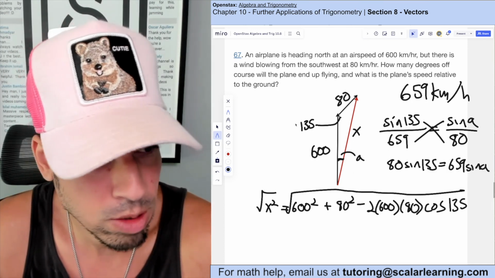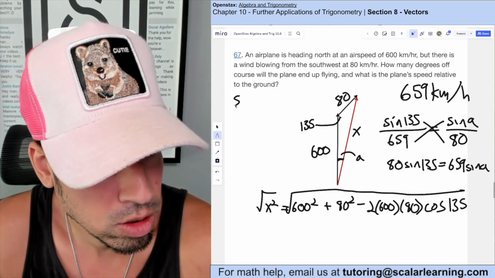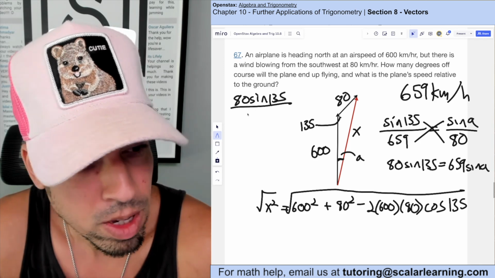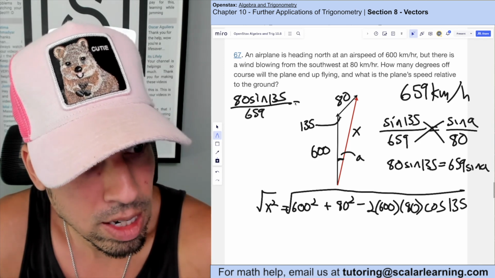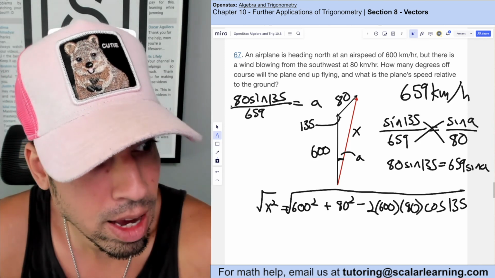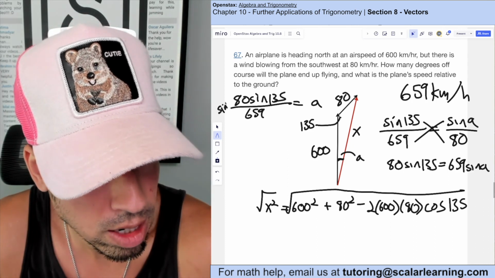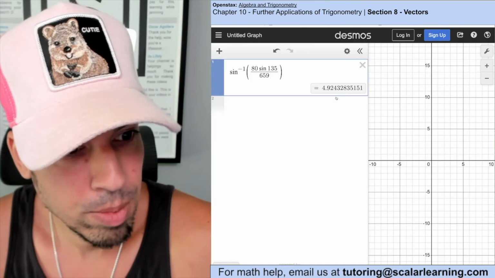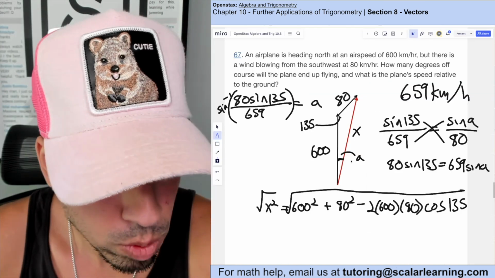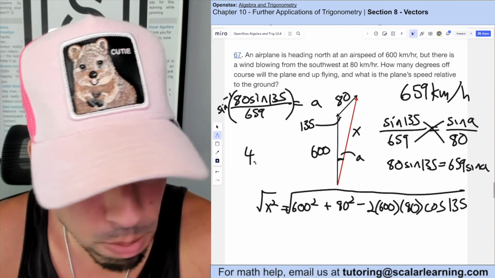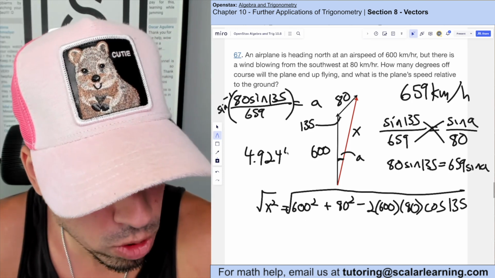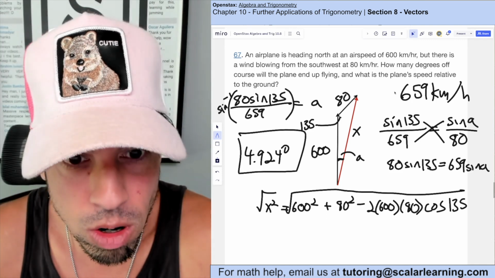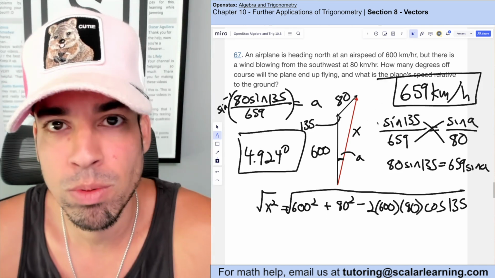I'm going to divide both sides by 659. So we got, let's do it over here, 80 sine 135 over 659, and that equals sine of A. So to get just A, I need to take arc sine, the opposite of sine of this. I hope you can see that. Let's plug that into Desmos now. And we get 4.924 degrees. So it's off course by 4.924 degrees, because it should be going straight north, but it's going that way. So that's the angle that it's off. That's the ground speed. Boom, done.